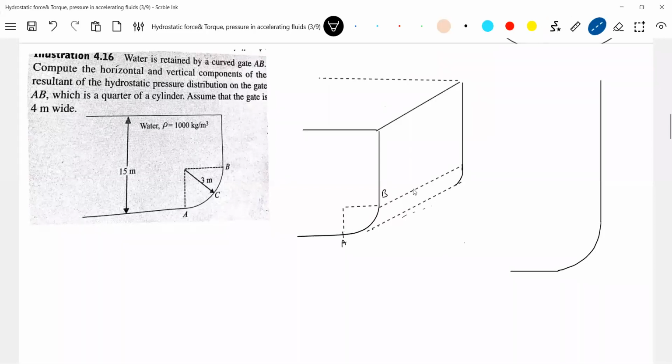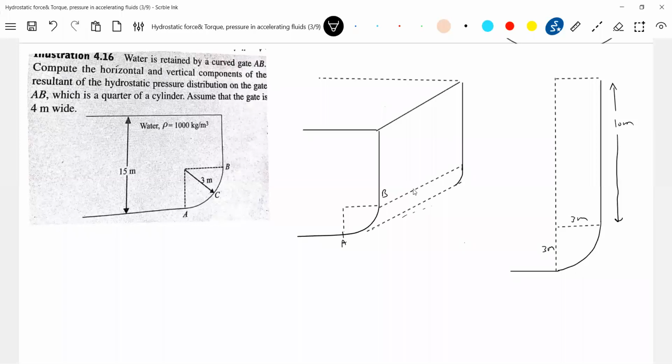So up to here, what is it? This much weight will be acting. The weight of all this is what? It will become the weight of the liquid column. So this will be 10 meter, and this will be 3 meter. Can you calculate this weight?